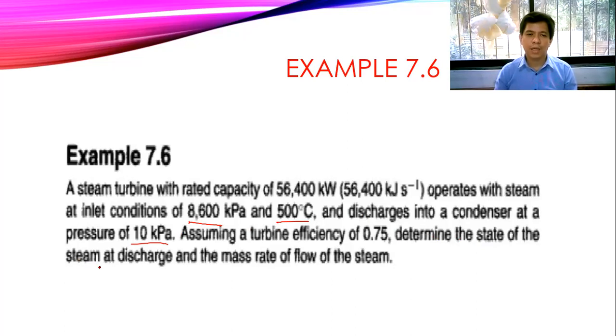You need to get the actual H2 and then use the quality equation to get the X. Then for the mass rate of flow of the steam, you'll use this: Ws dot equals m dot times delta H. We already have delta H since we got H1 and the actual H2. We can now calculate m dot from the rated capacity of the turbine. That's all. What's important here is that you know how to use the steam table. Okay? So let's start.